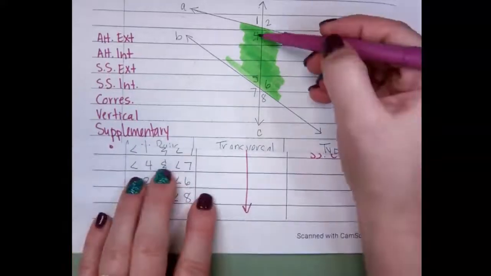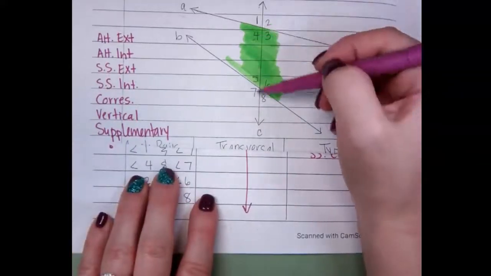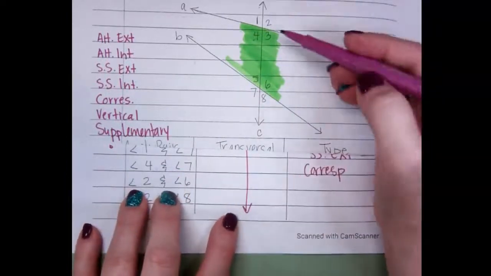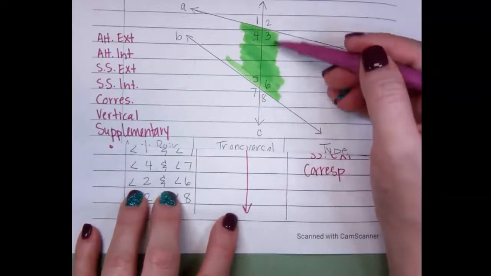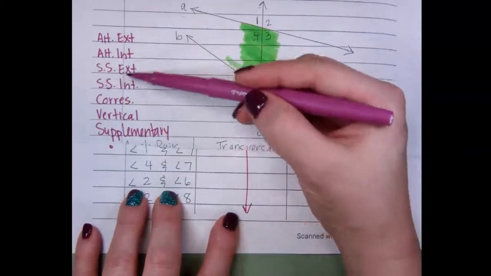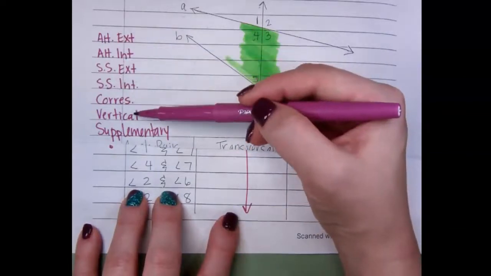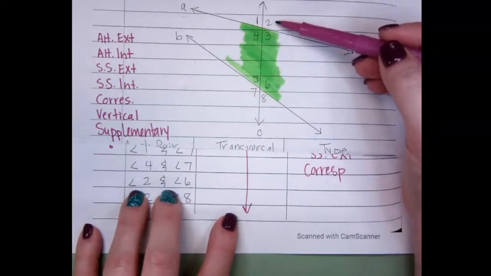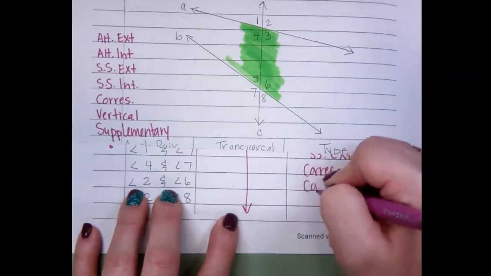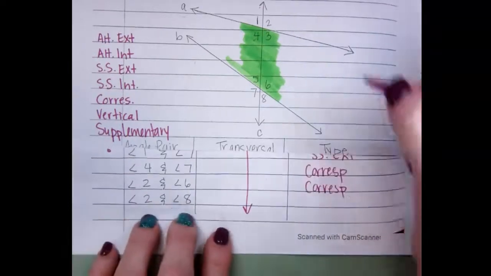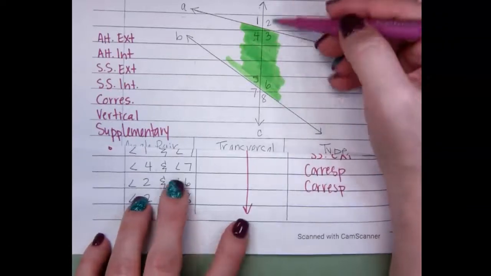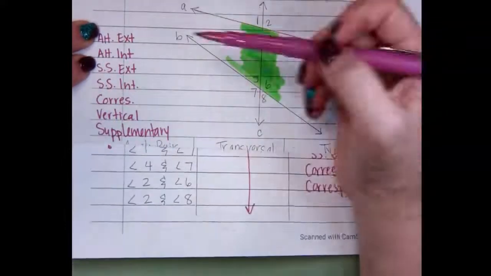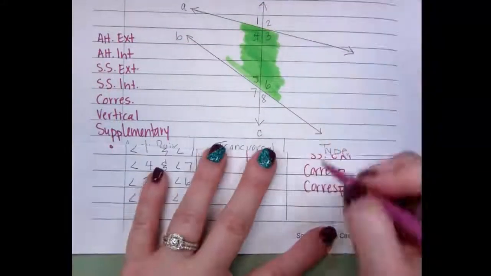All right, 4 and 7. Bottom left, bottom left. Corresponding. 2 and 6. They're not both the same color, so I can't do any of those. So it's either corresponding, vertical, or supplementary. Well, they're not supplementary, they're not vertical, they're corresponding. Last one, 2 and 8. They're both the same color. They're both exterior. And they're both on the right side of the transversal.